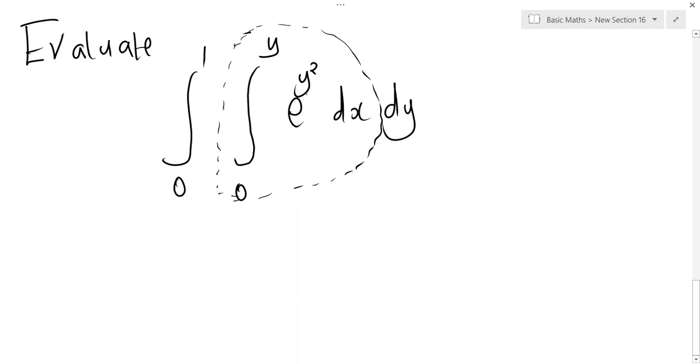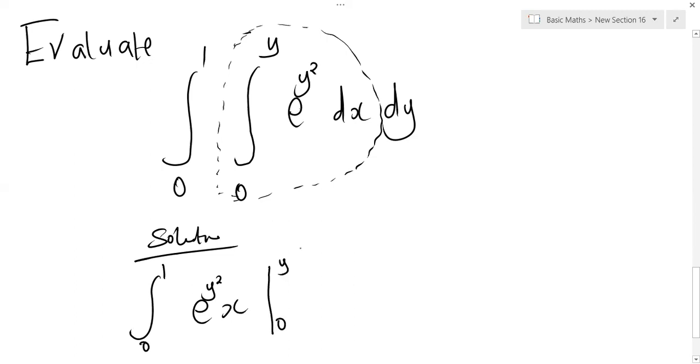Now, integrating this with respect to x, we don't have x here. So the whole of this is going to act as a constant. So we'll treat it as a constant. Assuming this is a constant like 5, if we were to integrate 5 with respect to x, then we'd get 5x. So similarly, integrating what is inside, and then integrating exponential y squared, which is a constant, we'll just have x beside it here. Integral from 0 to y.